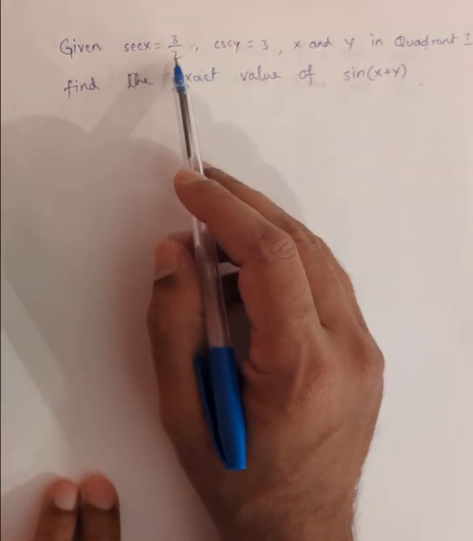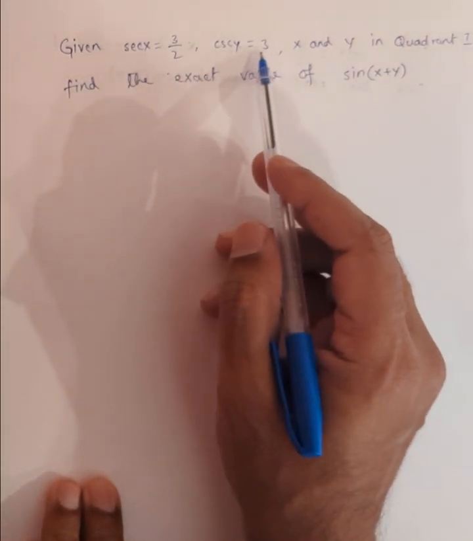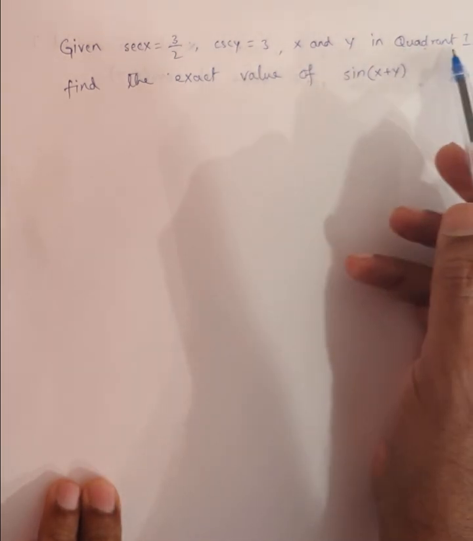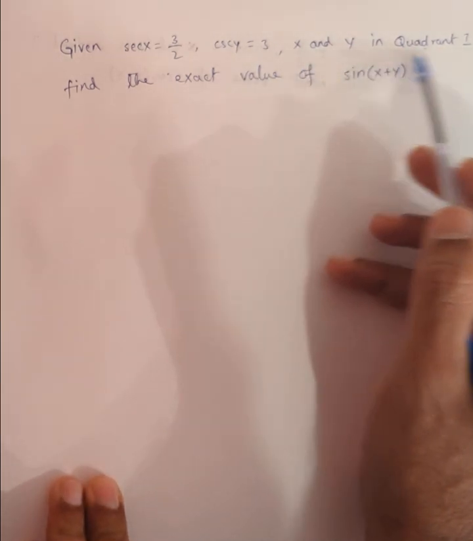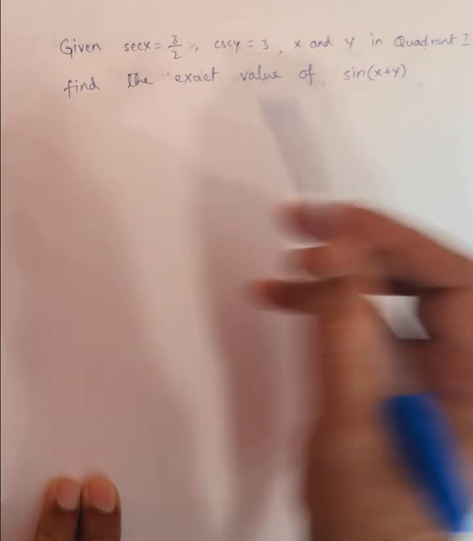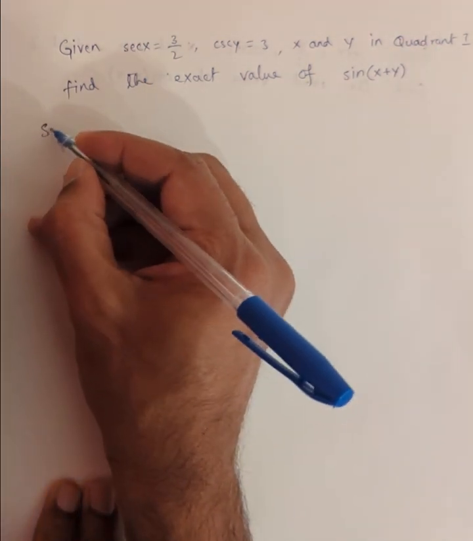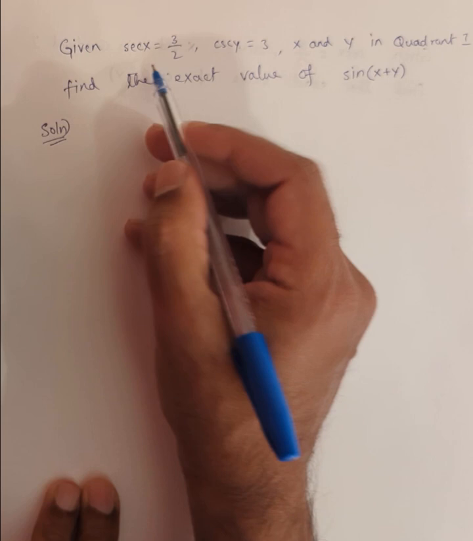Given secant x equals 3 over 2, cosecant y equals 3, x and y in quadrant 1. So that's good because everything is going to be positive. And so, let's go ahead and write down the information given.